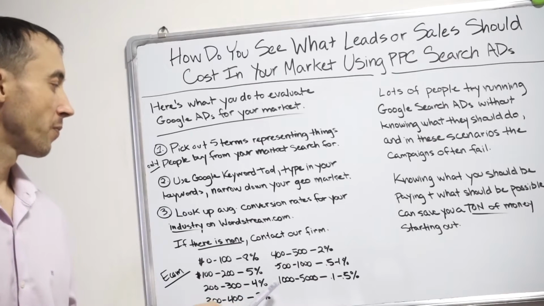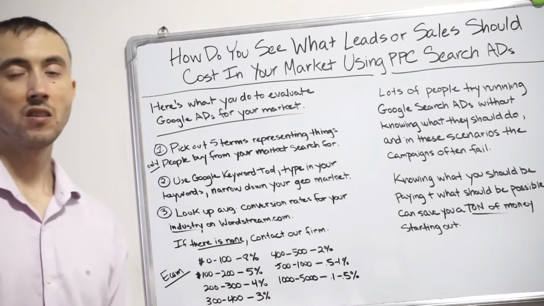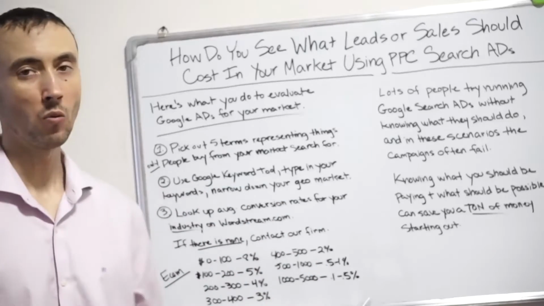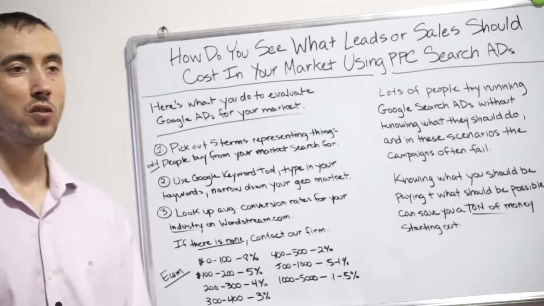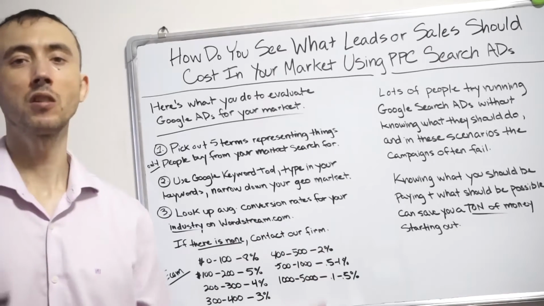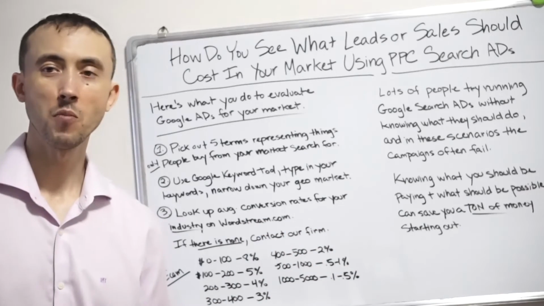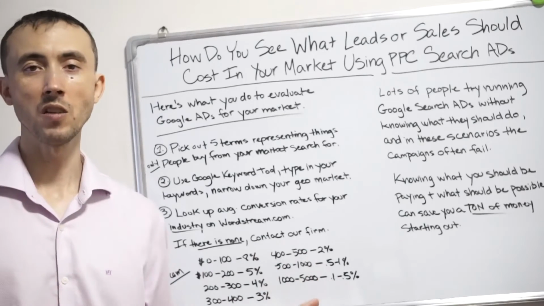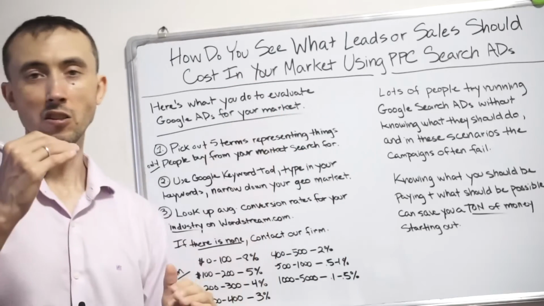And with that, if you're in the $1,000 to $5,000 price range for your products, you're already down at 0.1 to 0.5%. So realistically, it may look easier to sell a more expensive product on Google Ads. It's really not. It's all just relative. It's all directly linked to the conversion rate.